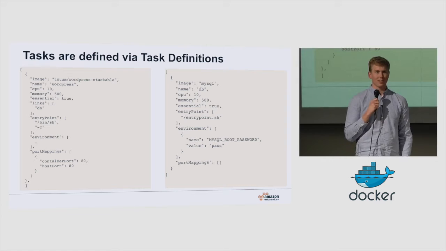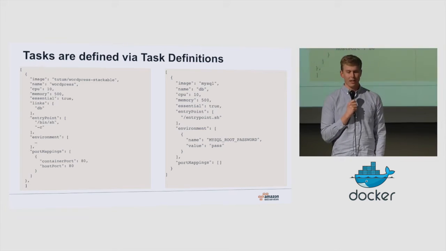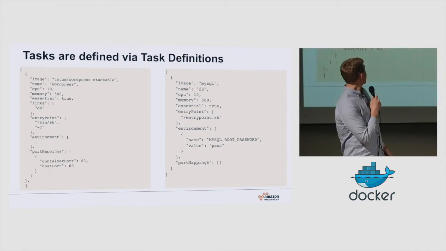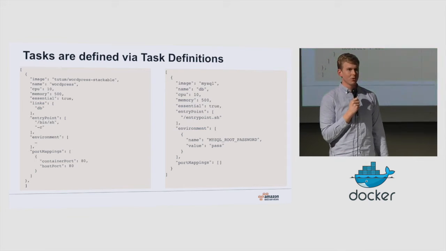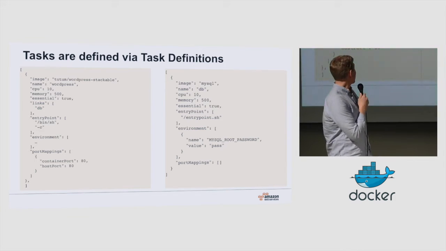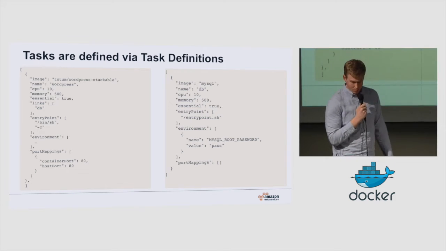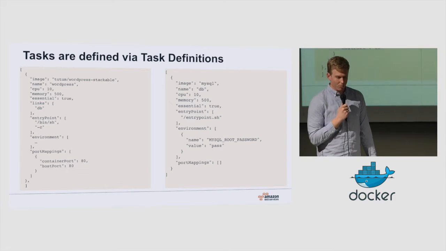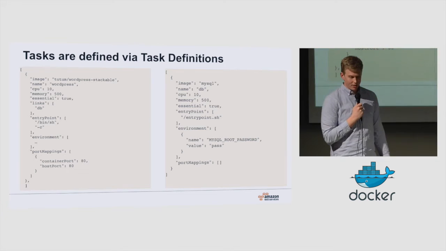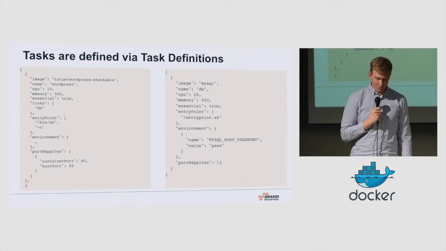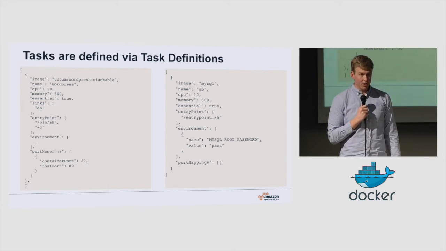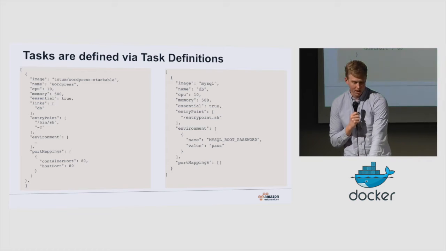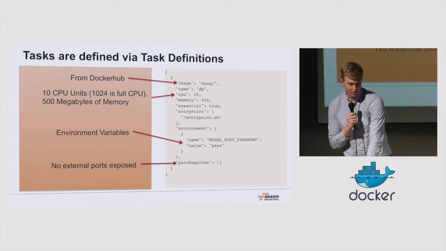Tasks are defined with task definitions, and this is an example of a linked task definition. On the left-hand side, we have a WordPress application, and on the right-hand side, we have a MySQL database to back WordPress. Starting at the top, some of these arguments will look familiar. They're very similar to what you would provide to Docker. You provide memory and CPU measures, which I'll go into in a second. You provide links to other containers, commands and entry points, as well as environment variables and port mappings.